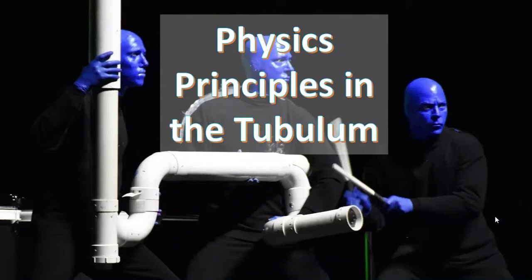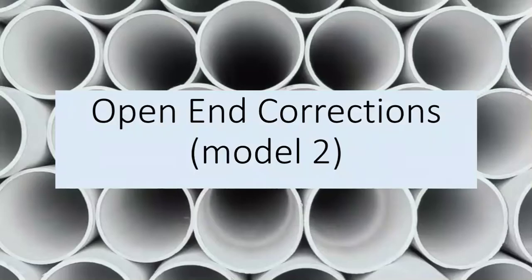Everyone, this is our fifth video about the physics principles that can be applied in the construction of a tube balloon. What we're dealing with in this video is this idea of end correction. So this is our second model.